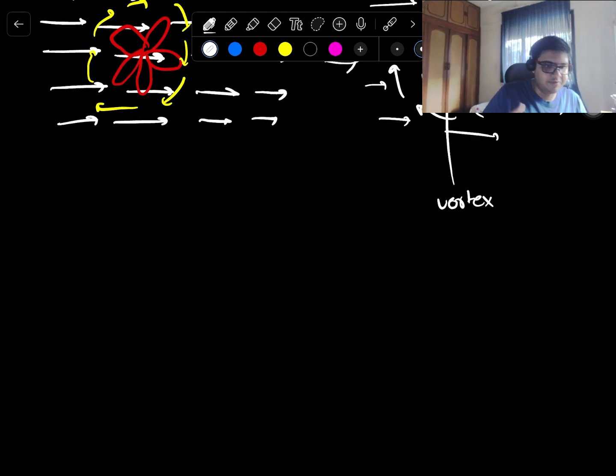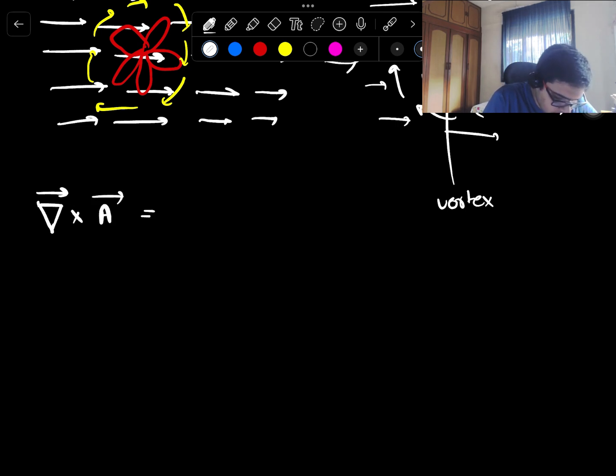Now if I rotate the fan in the clockwise direction, the curl is downwards. If I rotate the fan in the anti-clockwise direction, the curl is upwards, right? Now the curl is defined as the cross product between nabla and the vector A.